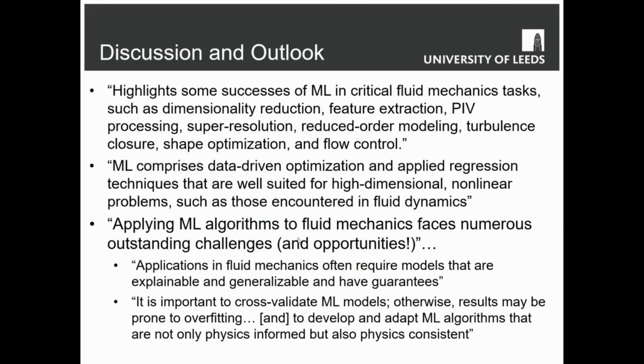So in terms of where we've got to with discussion and outlook, this paper that I've used as the basis for this presentation highlights a whole range of areas where we can use machine learning to solve fluid mechanics tasks. I've highlighted actual flow resolution using machine learning, but also things like dimensional reduction and feature extraction. It says PIV processing because I'm quoting from them, but I've used the example from Fergus's work of 4D MRI. But for any image analysis where we want to process those, we can use machine learning. In particular, we can do things like super resolution, reduced order modeling, turbulence, shape optimization, and flow control. So machine learning has a lot of opportunities in fluid dynamics.